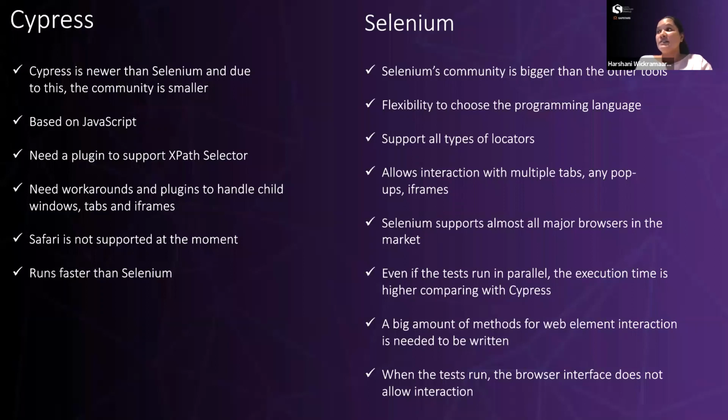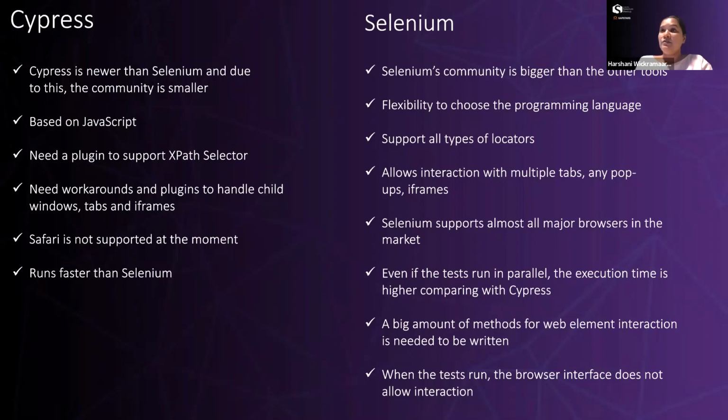And with Selenium, it's really easy to automate scenarios related to multiple tabs, pop-ups, and iframes. But in Cypress, we need workarounds or plugins to handle those scenarios. And as you all know, Selenium supports almost all the browsers. But unfortunately, Cypress, at the moment, is not supporting Safari. And in Cypress, tests are really fast when compared to Selenium. Even when we do parallel execution in Selenium, test execution time is larger compared to Cypress.